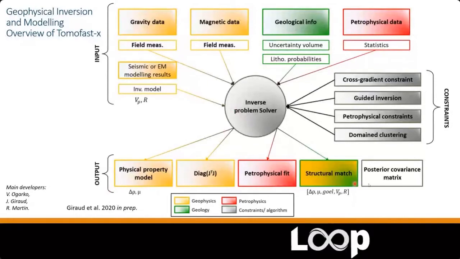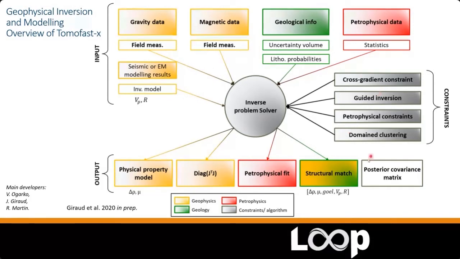And the systems will be constrained by either coarse gradient constraints, which means that we can do joint inversions, or we can do guided inversions, and I'm going to show you an example in the next two slides where we use MT to guide the gravity inversions. We're also obviously going to use petrophysical constraints and domain clustering. And again, the domain clustering can come from the geological modeling and or guided inversions.